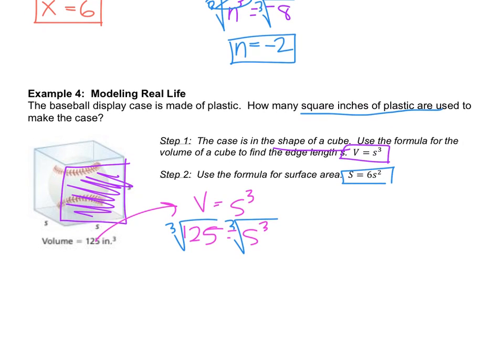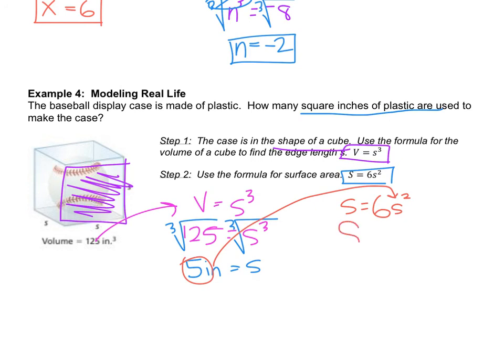So the cube root of 125, what number used 3 times is 125, and that's going to be 5. So the side is 5 inches. So now if you think back to the picture, what we have to do is we have to find the area of this square, and then we have to multiply by 6. That's where this formula comes from. So let's take our formula, which is S equals 6s squared, and now instead of s, I'm going to plug in 5 right there. I'm not going to plug it in for the big S because that's the total surface area. I'm plugging in for the side.